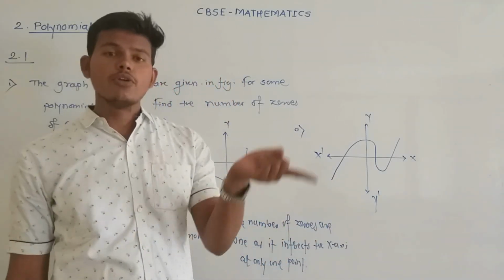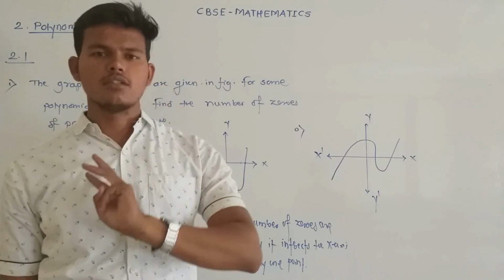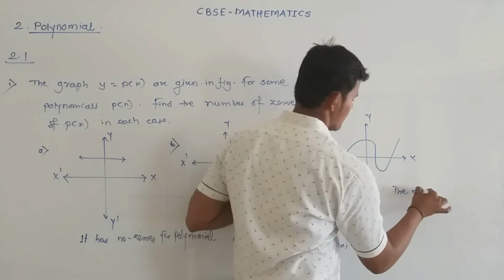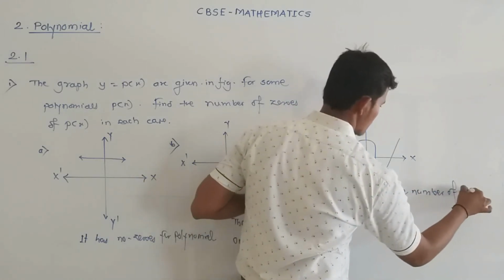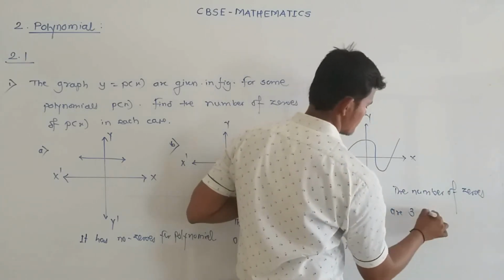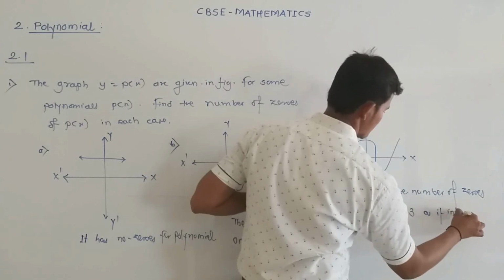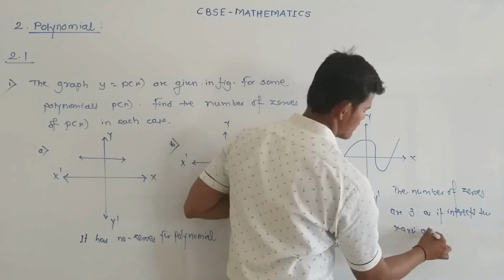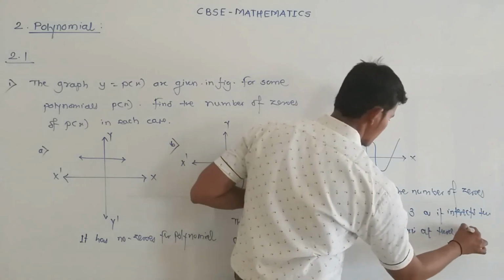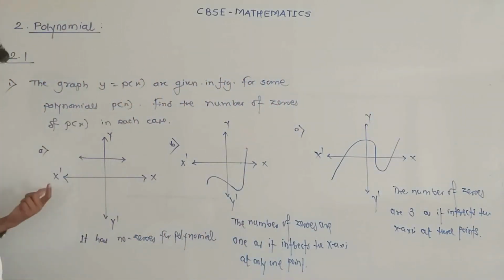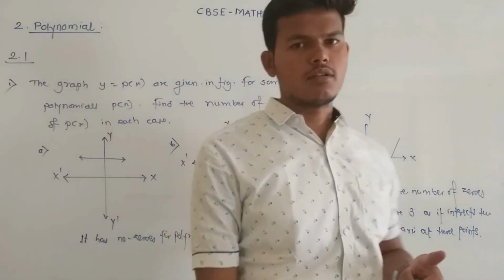Why? For a cubic polynomial, at most 3 zeros are there. So the number of zeros is 3 as it intersects the x-axis at 3 points. And the remaining 3 graphs are for homework. We have to solve them and say how many zeros are there for the given graph.